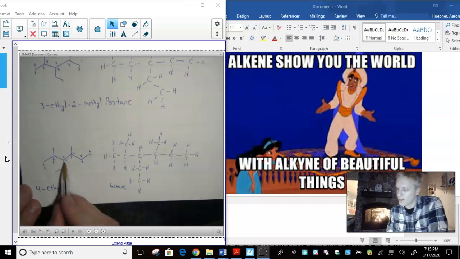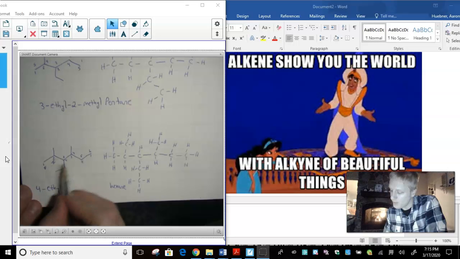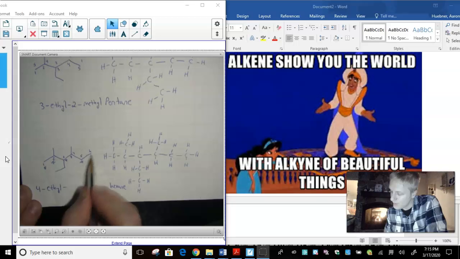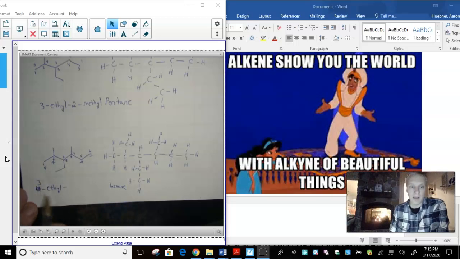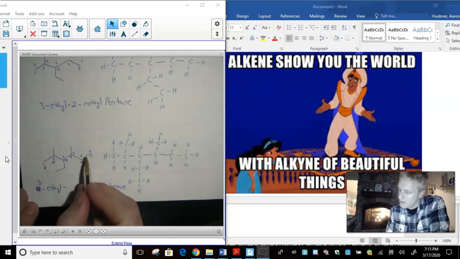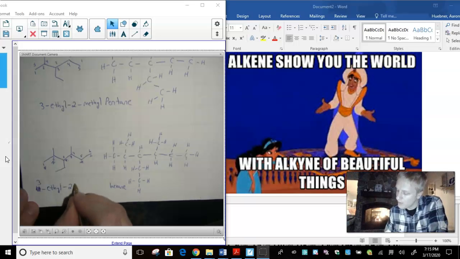Oop, I'm messing up my counting. I'm going to cross these out because we're not using those anymore. And this is actually 3-ethyl. Sorry about that. We got 3-ethyl. And we're dealing with methyl, methyl, but it's on the 2 and the 4. So we got to do 2, 4.